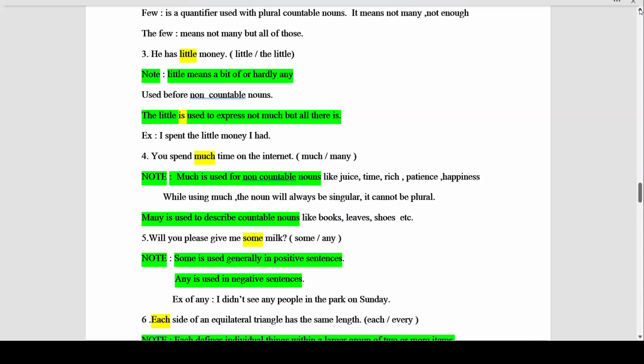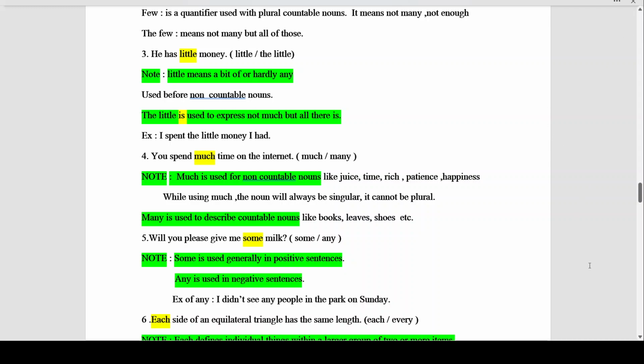Number five, will you please give me some milk? Why not any? Because any is used in negative sentences. Example of a negative sentence is: I didn't see any people in the park on Sunday. That means there were no people present on Sunday. But "will you please give me some milk" indicates that it is a positive sentence, in the sense that you have some milk and I'm asking you to give me some milk. I will not say "will you please give me any milk". Any is used for negative meaning sentences.